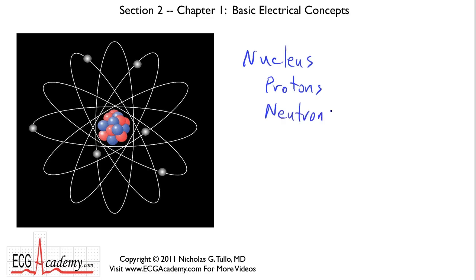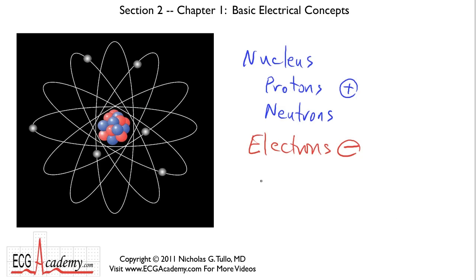Now, the difference is, and they're different colors here, the protons have a positive electrical charge, whereas the neutrons don't have any charge. Now, aside from the nucleus, there are these other particles that are flying around like moons around a planet, and these are known as electrons. Electrons are negatively charged, and they're flying around at different distances from the nucleus.